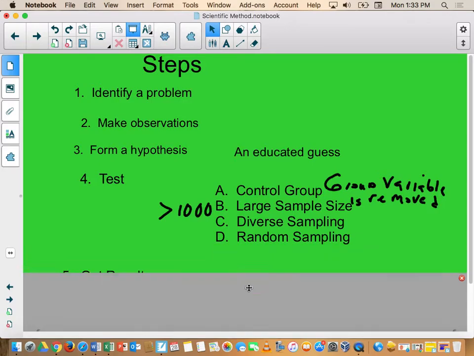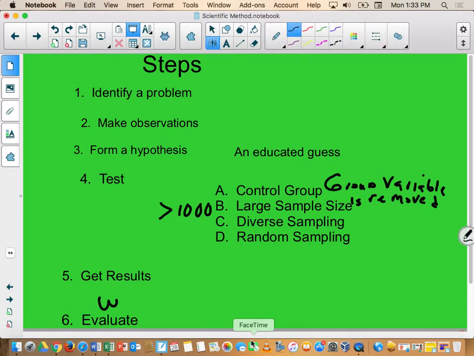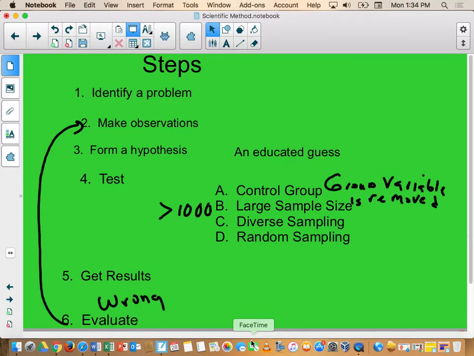Once we have that, we get results. Now, results are neither good nor bad. They just are. Once we get the result, we evaluate the results. Now, there are 2 possibilities. Either we're wrong, which means we're going to go all the way back to observation and start over again, or we're right, in which case we can move forward.